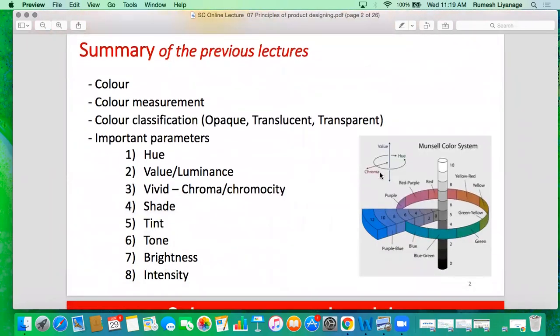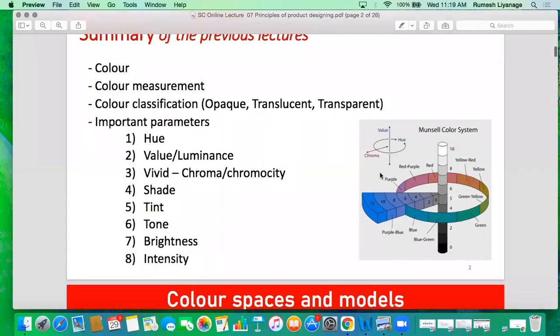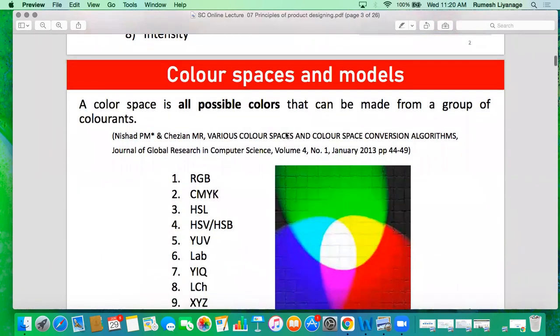In the color part, last week we discussed what color is, right? And how to measure it. What are the classifications? We discussed 3 classifications, and 8 parameters. Hue, value, and you are familiar with how to write colors, how to quantify colors. You are familiar with all these things, right? So today we are going to discuss some color spaces, right?